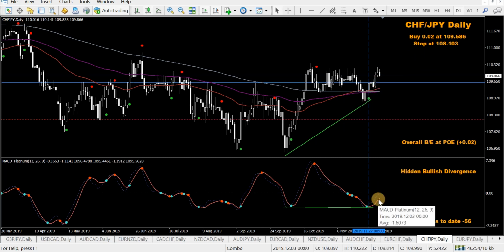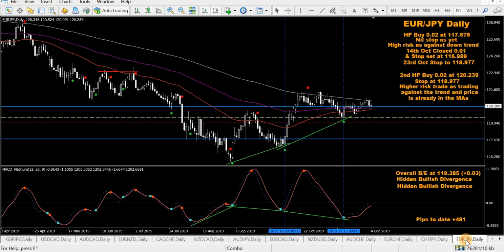So basically, with trade management, when this red line gets close to or crosses that zero line on the MACD Platinum, I'll look to close half my trade. That's one thing. Then move my stop up, below these lows or something like that. I'll just give it a bit of wiggle room at the moment. It's not a fast-moving pair either.